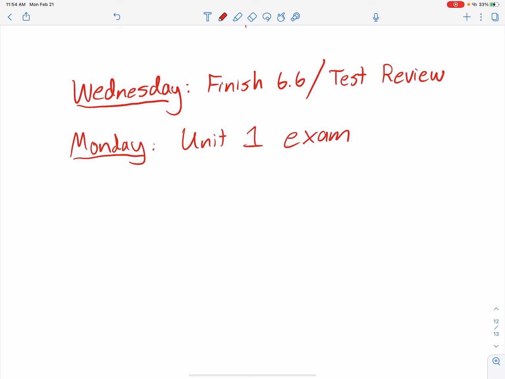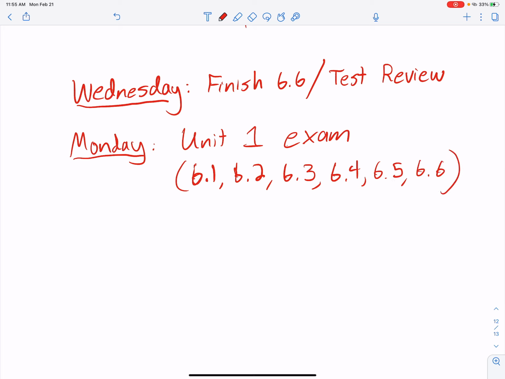This will cover sections 6.1, 6.2, 6.3, 6.4, 6.5, and 6.6. I guess I could have put 1 through 6, right? But here we are. I think I got in the habit because in my Calc 3 and DE classes, we don't do it in order. Okay, so that's what the exam's over.